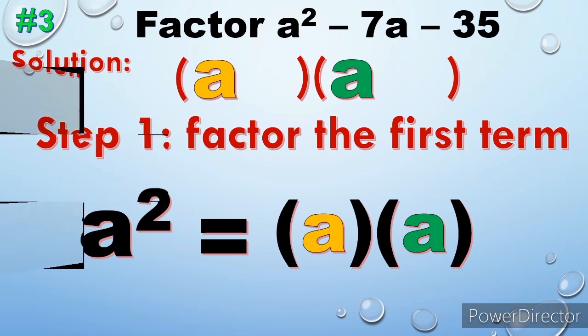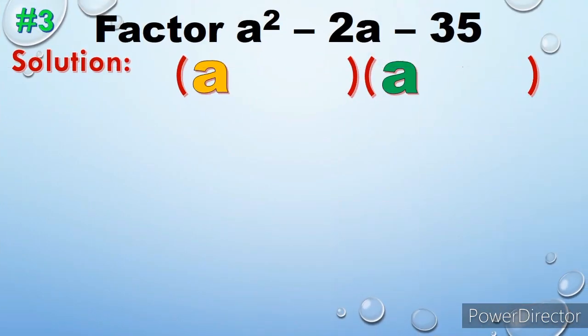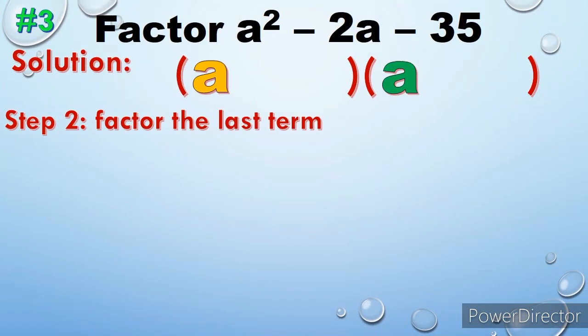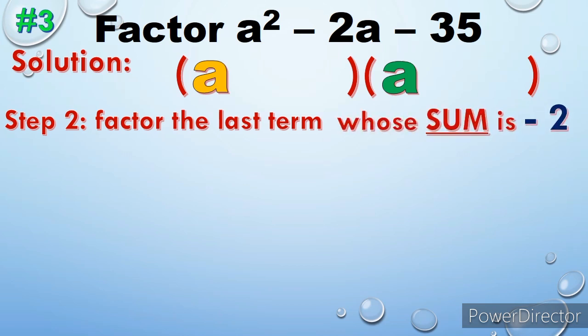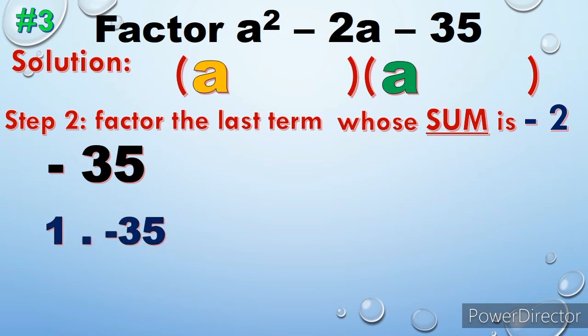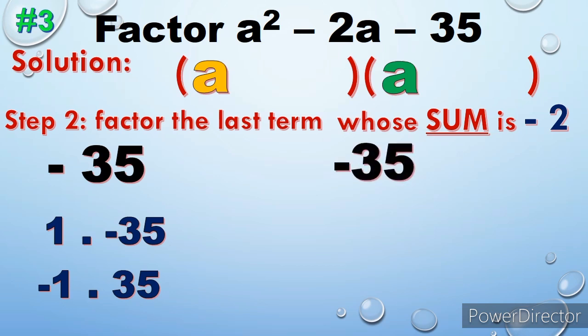Okay, so next step. Okay, factor the last term. So, ang last term natin is negative 35, whose sum is negative 2. Okay, so factor ng negative 35, 1 times negative 35. Another one, we have negative 1 times 35. Next, we have negative 35 factor, which is 5 times negative 7. Then, we have negative 5 times 7 is negative 35.